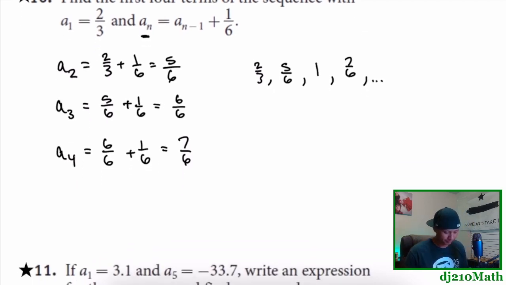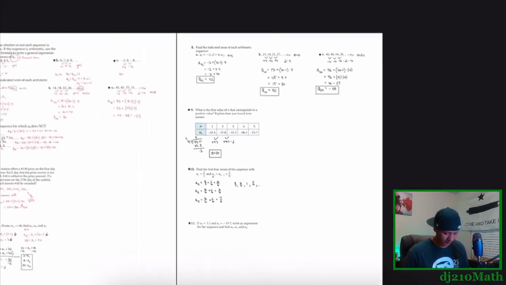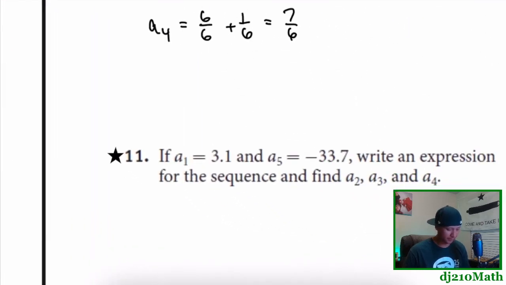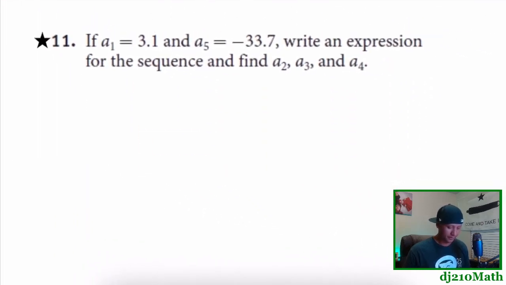All right. Is this the last one? Yeah, it is. Let's go. So if a sub 1 is equal to 3.1 and a sub 5 is equal to negative 33.7, write an expression for the sequence to find a sub 2, a sub 3, a sub 4.